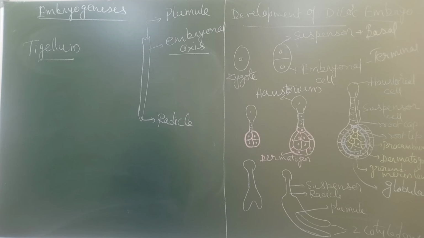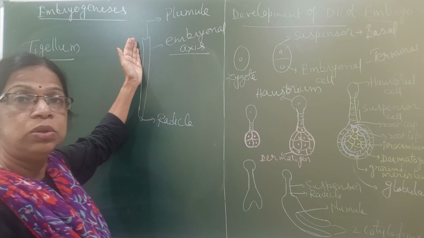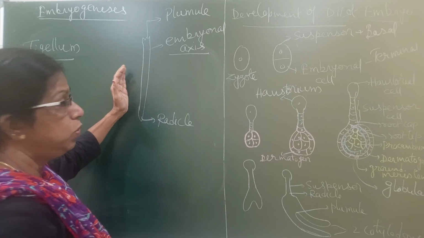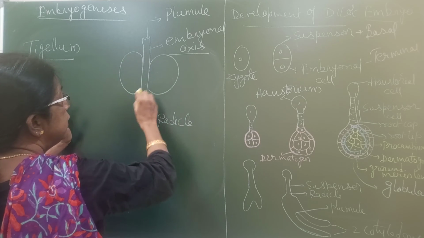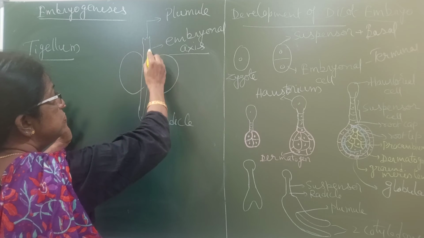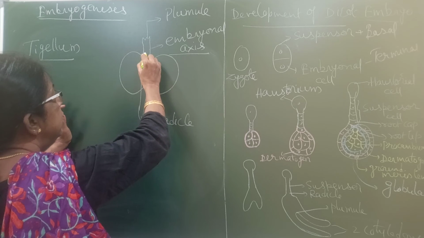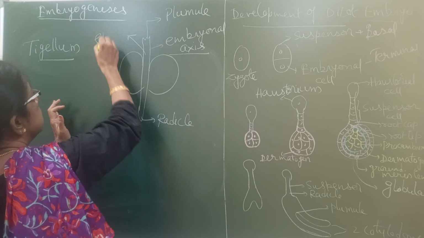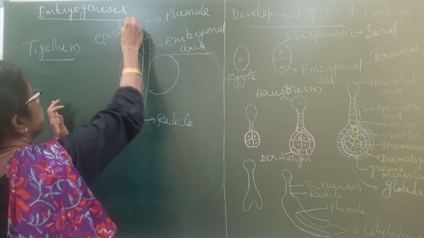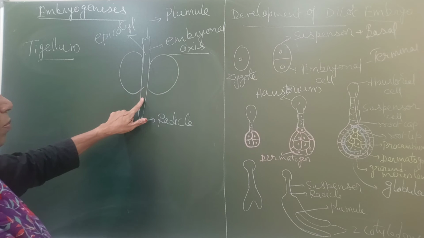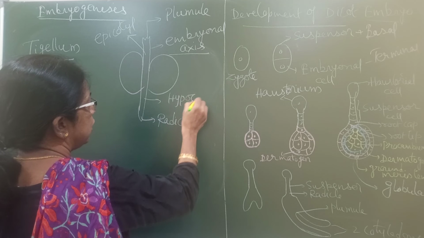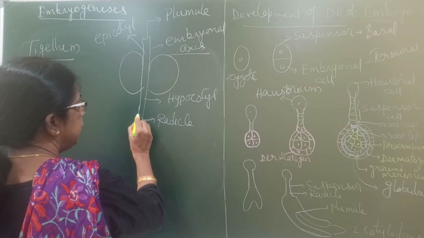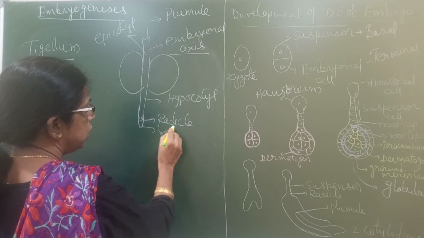Just below the plumule, there are two cotyledons present. The region just below the plumule and above the cotyledons is referred to as the epicotyl. Similarly, the region below the cotyledons is called the hypocotyl. And here the radicle is also covered by a root cap.